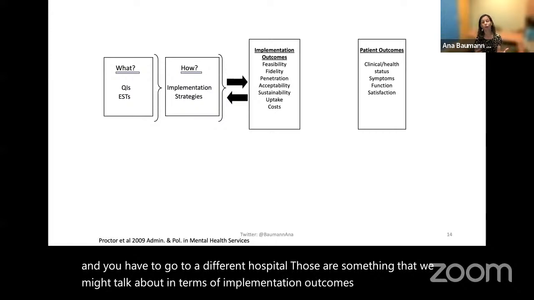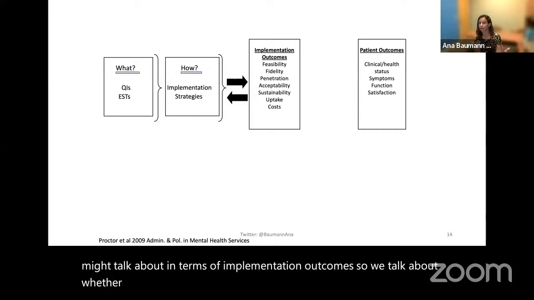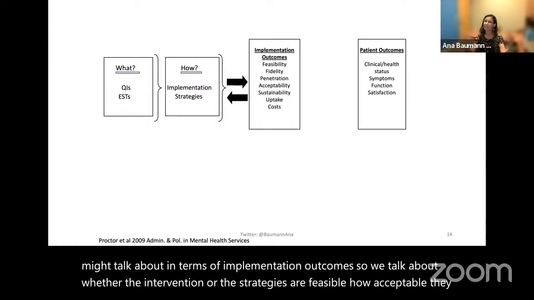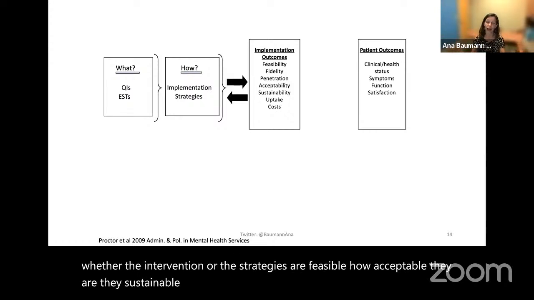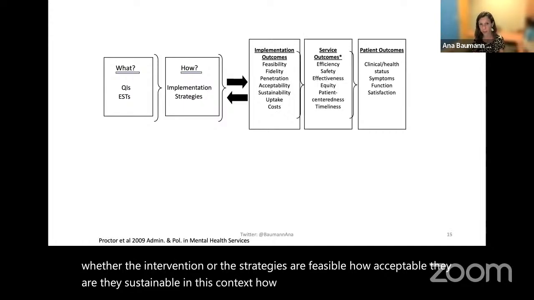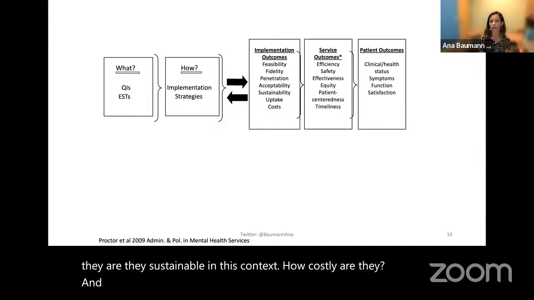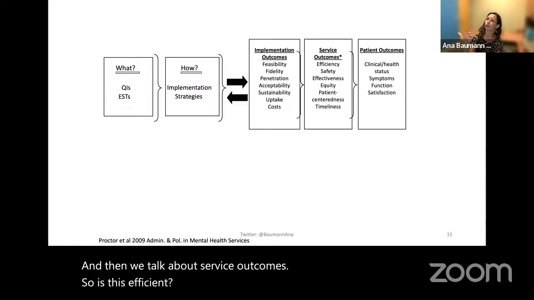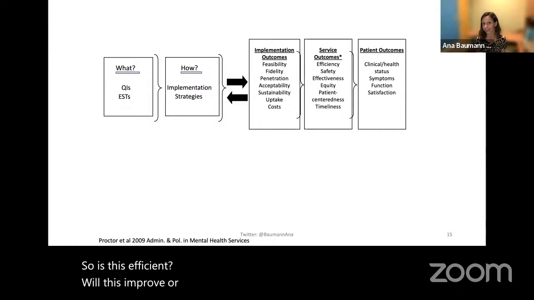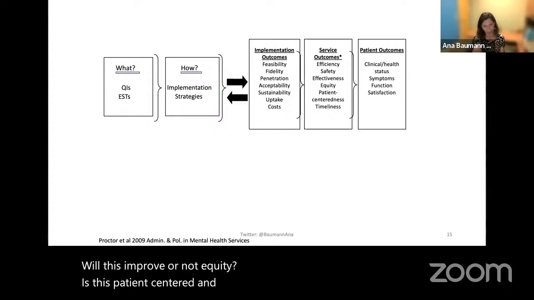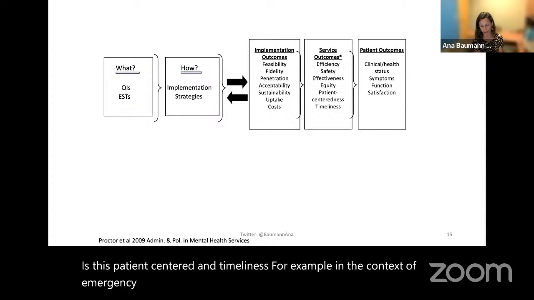So we talk about whether the intervention or the strategies are feasible, how acceptable they are, are they sustainable in this context? How costly are they? And then we talk about service outcomes. So is this efficient? Will this improve or not equity? Is this patient-centered? And timeliness, for example, in the context of emergency department is really important, right?